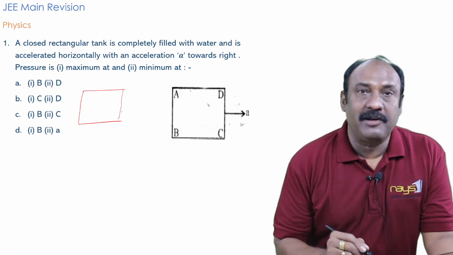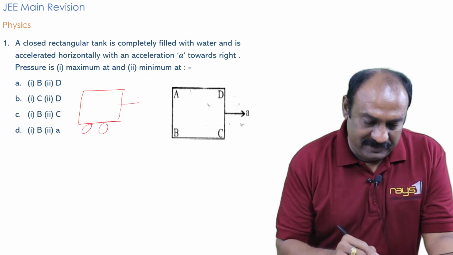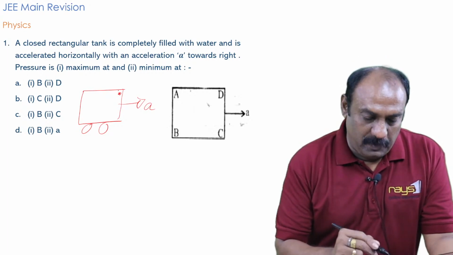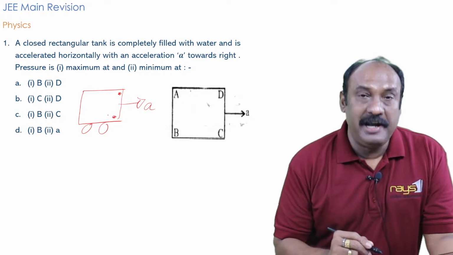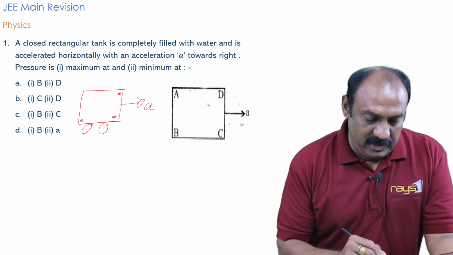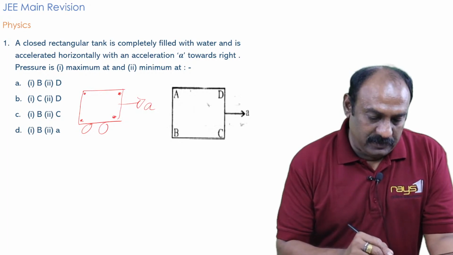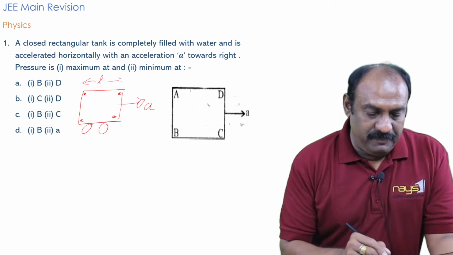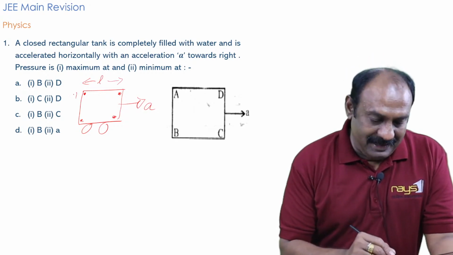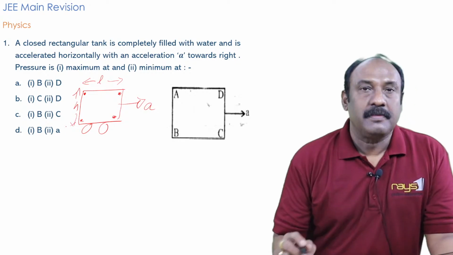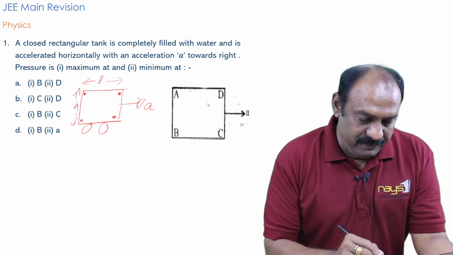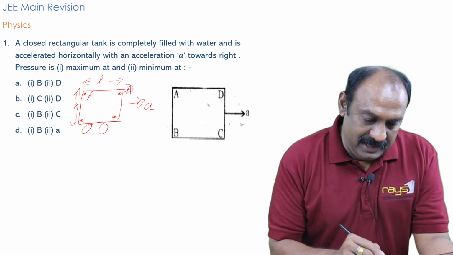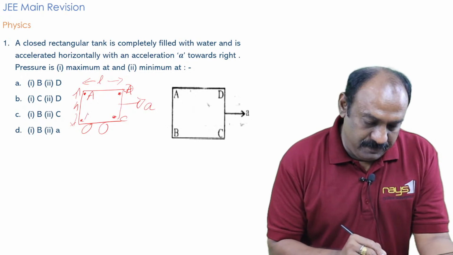For this rectangular tank moving with constant acceleration a, I considered 4 points. One is at the topmost point of the tank, one is at the bottommost point, one is at the bottommost point on the left side, and one is at the topmost point on the left side. Let the width of the tank be L and the depth of the water in the tank be small h. Then the pressure at point A, D, C, B.